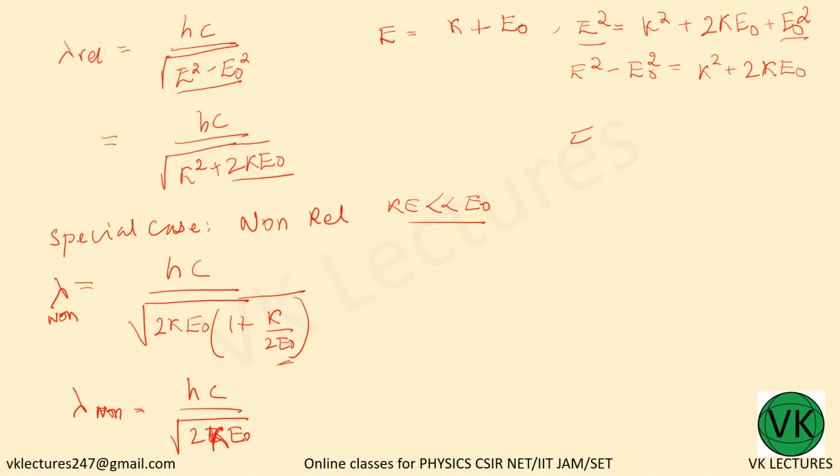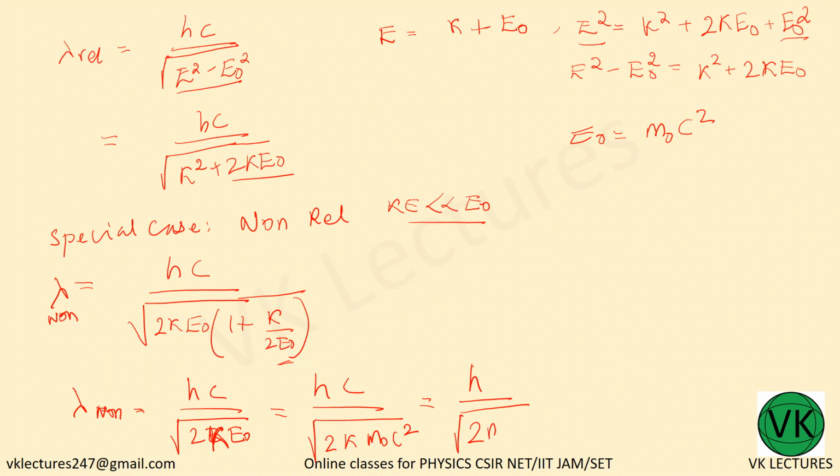And what is E naught? E naught is equal to m naught c square. So that's equal to hc divided by under root 2k m naught c square. So this c square with an under root becomes c. So what you get is h divided by under root 2 m naught k. So this is lambda non-relativistic.